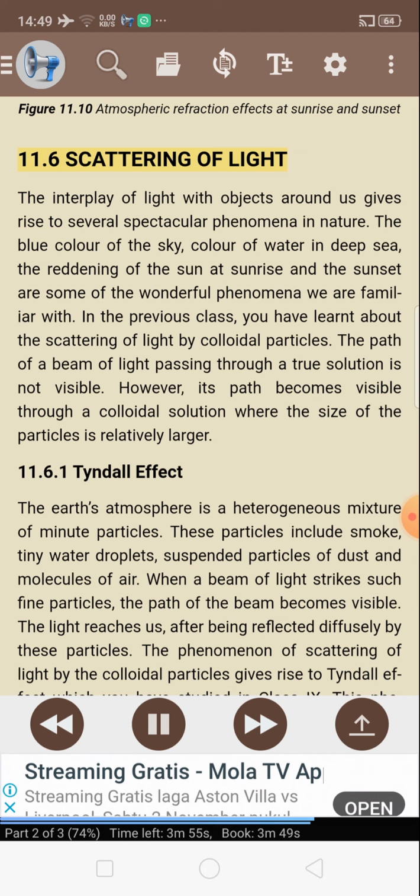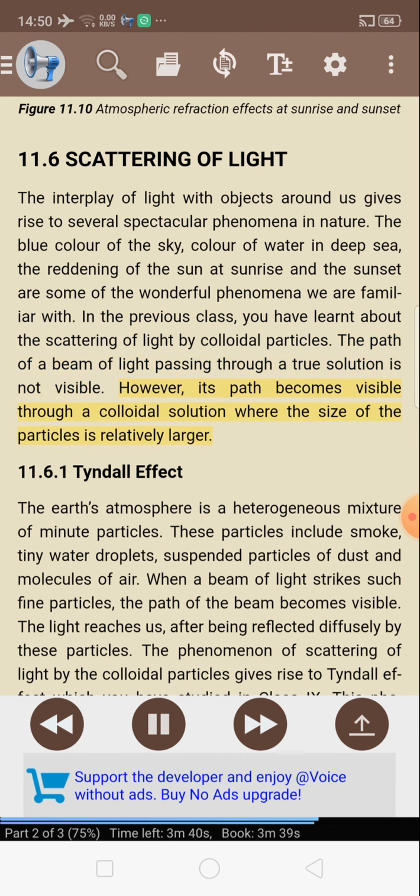11.6 Scattering of light. The interplay of light with objects around us gives rise to several spectacular phenomena in nature. The blue color of the sky, color of water in deep sea, the reddening of the sun at sunrise and the sunset are some of the wonderful phenomena we are familiar with. In the previous class, you have learnt about the scattering of light by colloidal particles. The path of a beam of light passing through a true solution is not visible. However, its path becomes visible through a colloidal solution where the size of the particles is relatively larger.